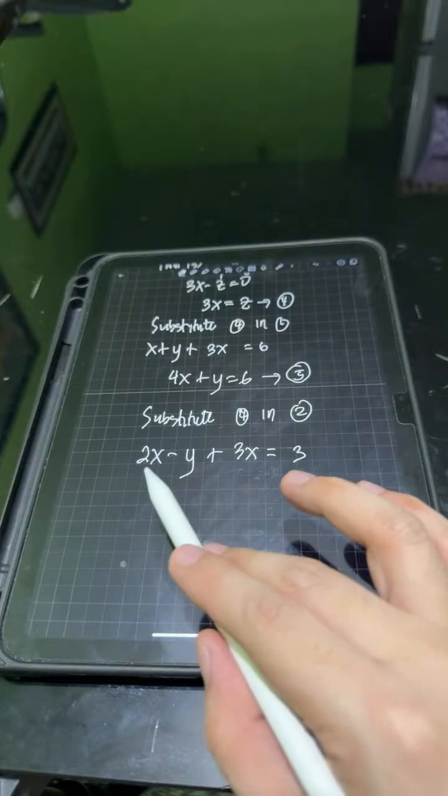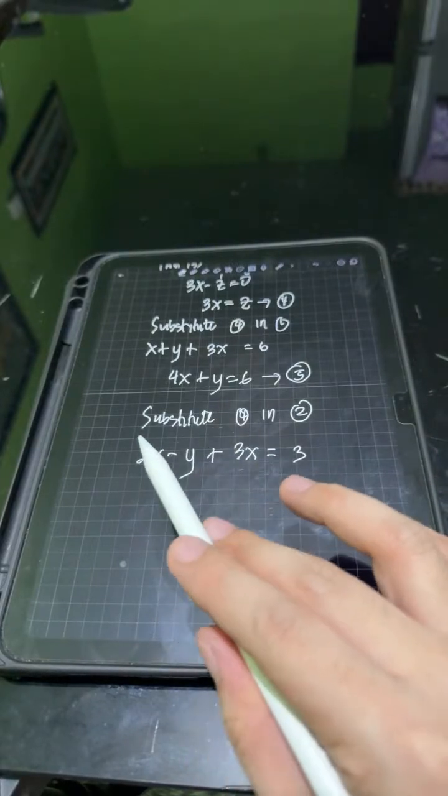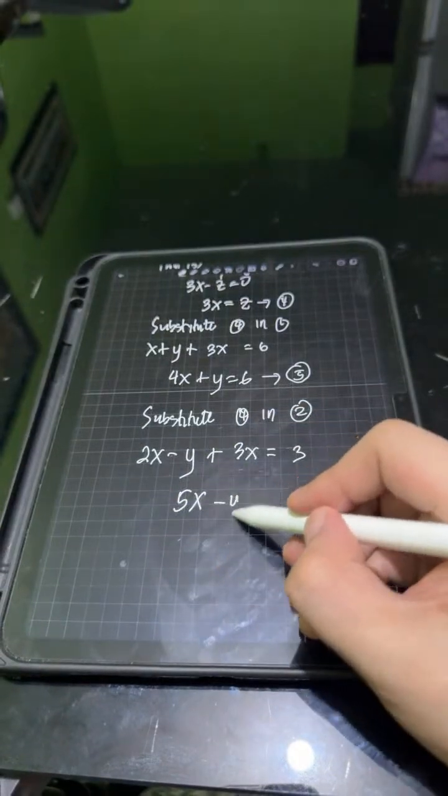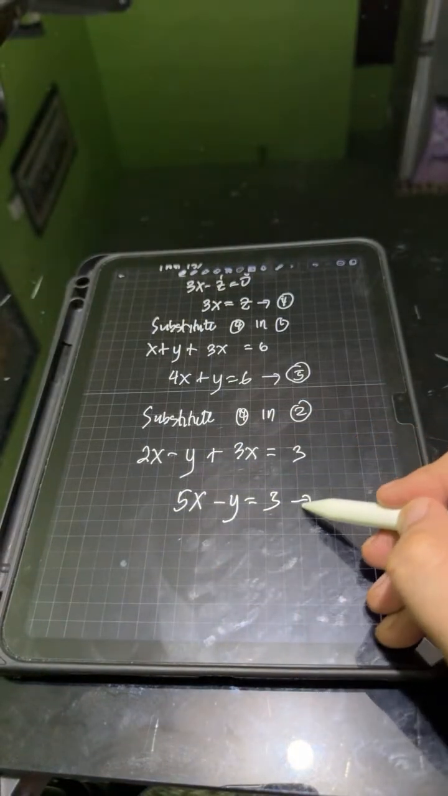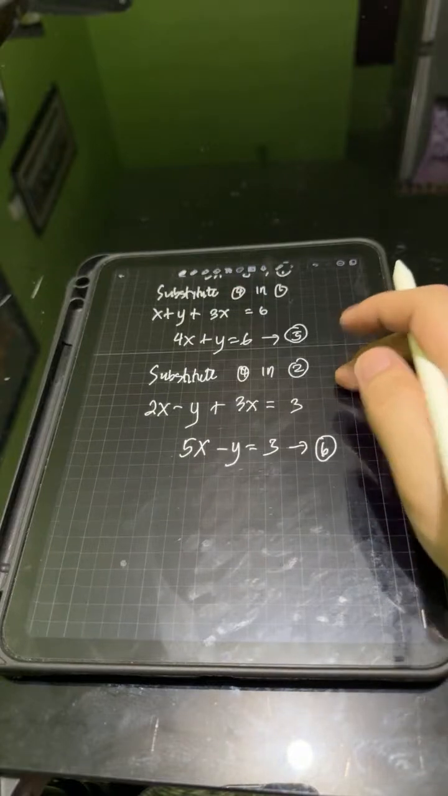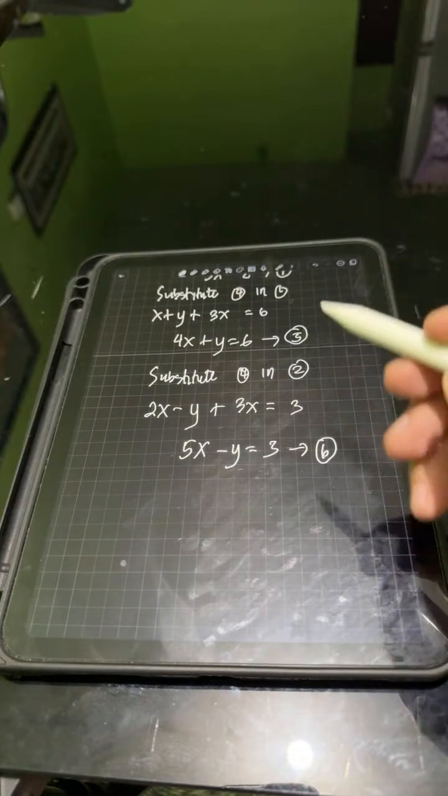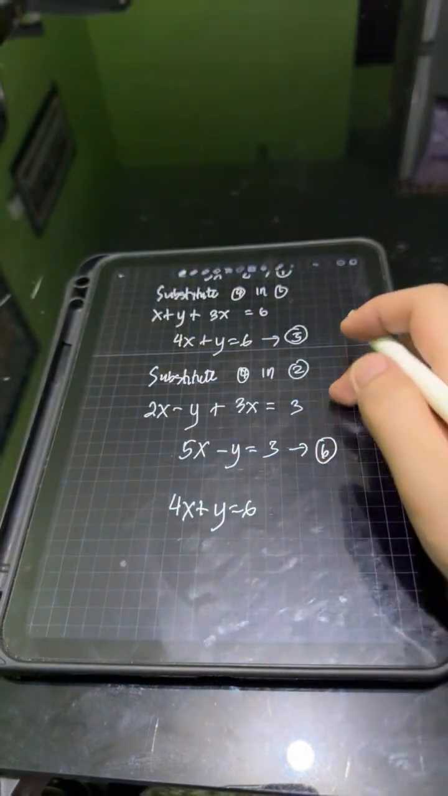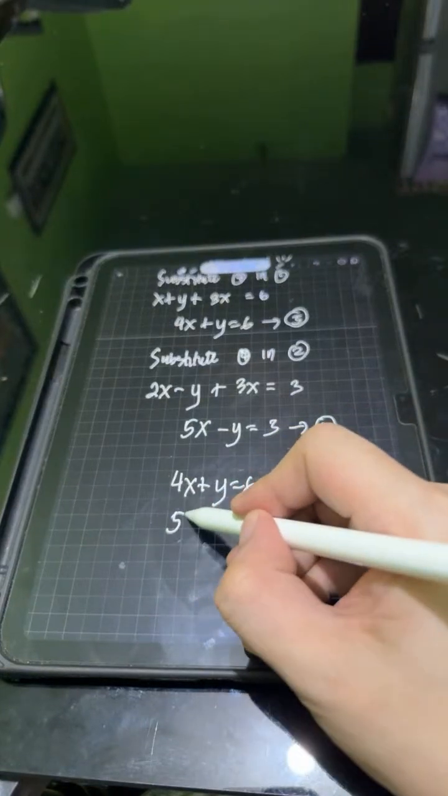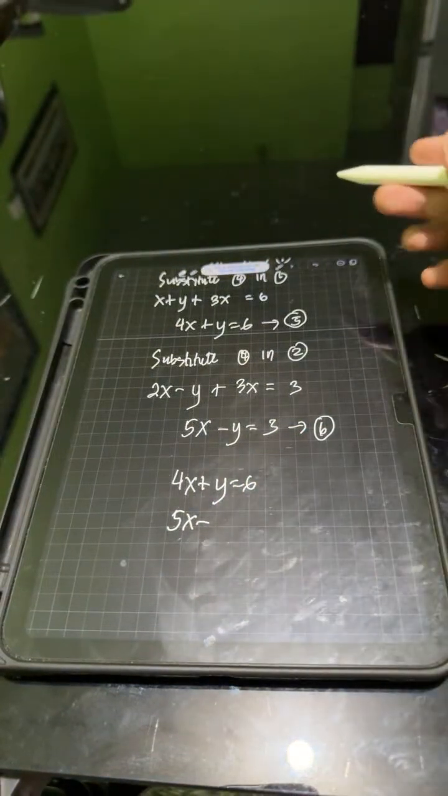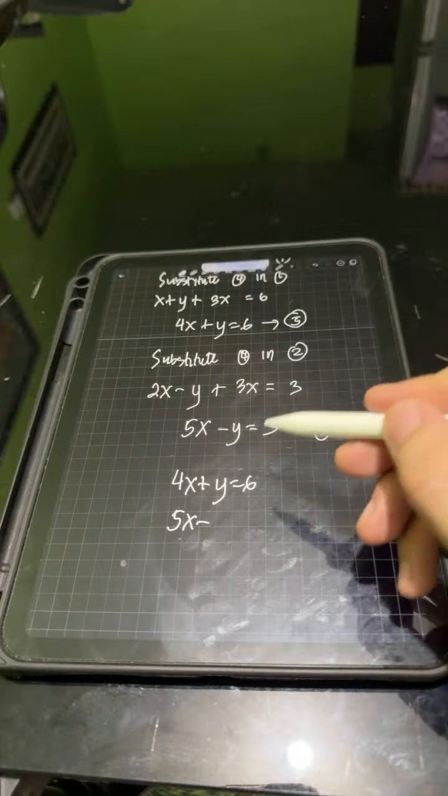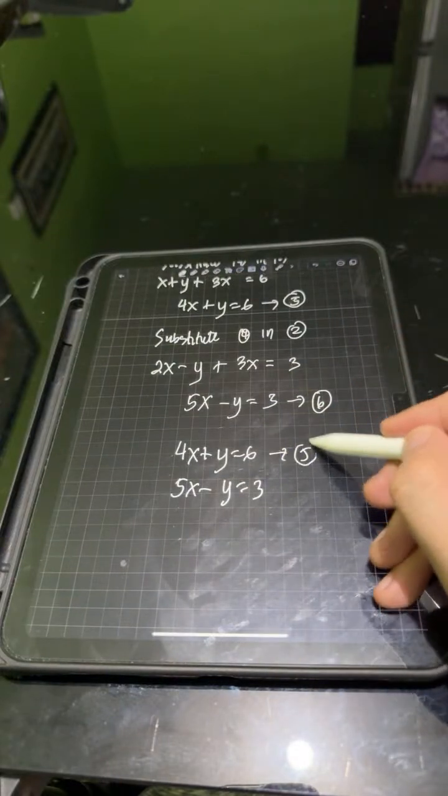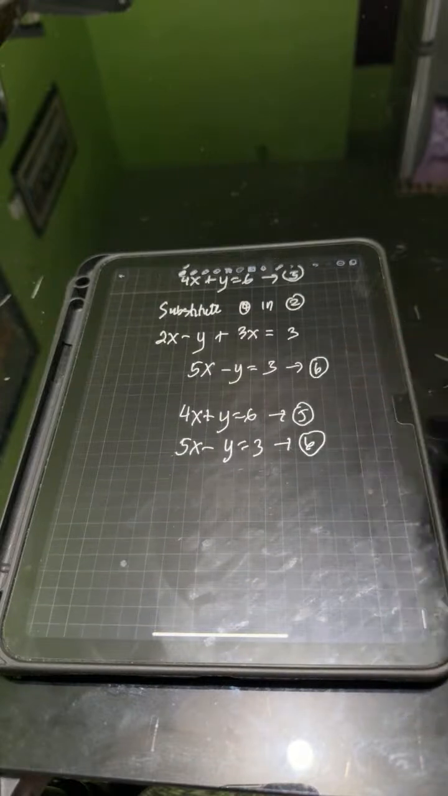Simplifying this, we have 2x minus y plus 3x. You can combine 2x plus 3x, so that will be 5x minus y equals 3. Let's name this equation 6. Now, using equations 5 and 6: equation 5 is 4x plus y equals 6, and equation 6 is 5x minus y equals 3. So this is 5, this is 6.